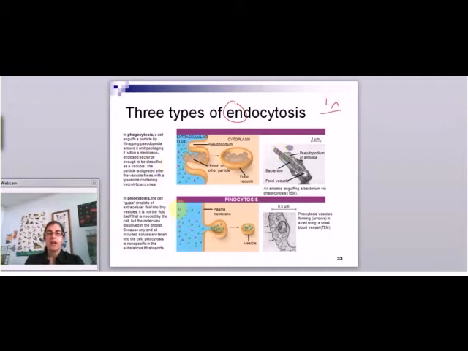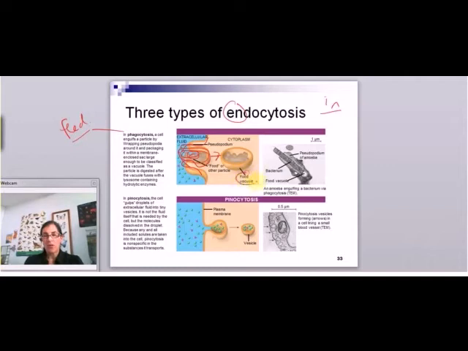And there's 3 types. So there's phagocytosis. The F-A-G root is a root that means to feed or food. So phagocytosis is when the membrane wraps around a large particle. So here's the large particle, and the membrane is shooting out. It's kind of folding around this food particle, and eventually it's going to fold around it and form a vesicle. So there's the food particle now engulfed by the vesicle.